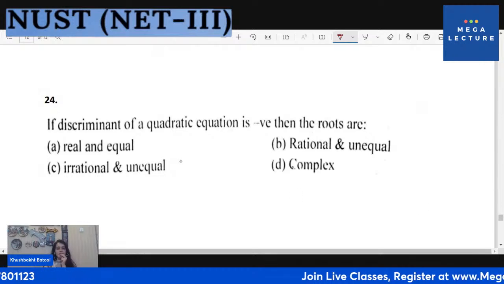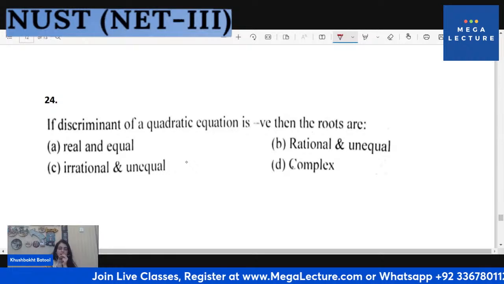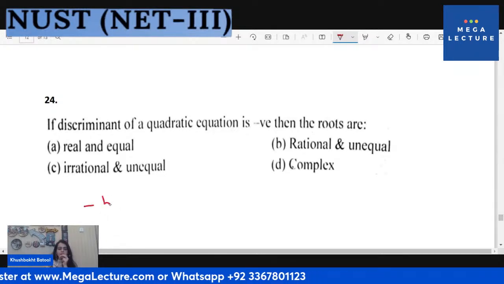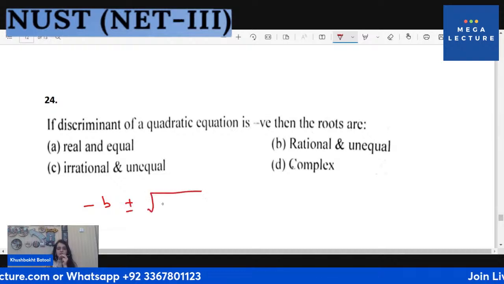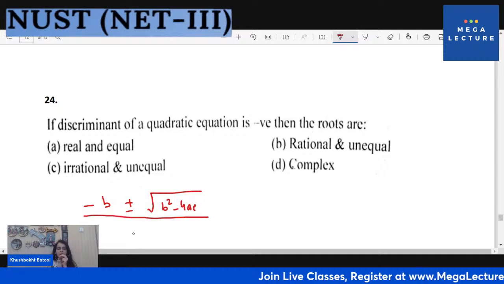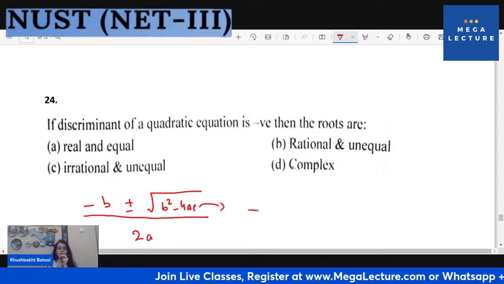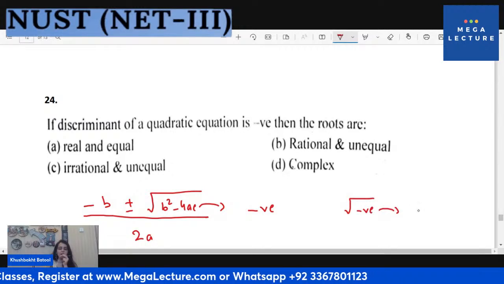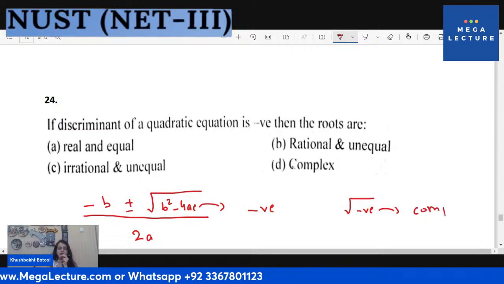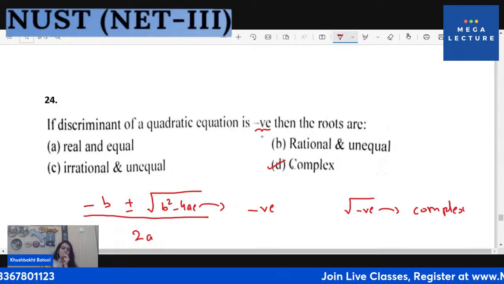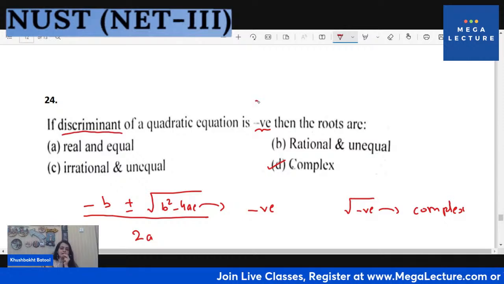Now it says if discriminant of a quadratic equation is negative, then the roots are. Now, obviously, I've been telling you if it is minus b plus minus under the root b square minus 4ac divided by 2a. If this term is negative, you would get under root with something negative, and whenever you have this, you get the answer in the complex form. So the answer would be D in this case, whenever your discriminant is negative.